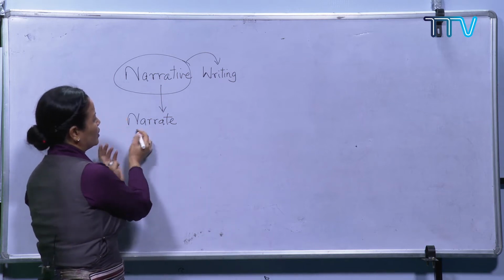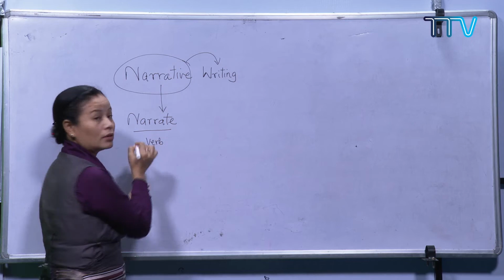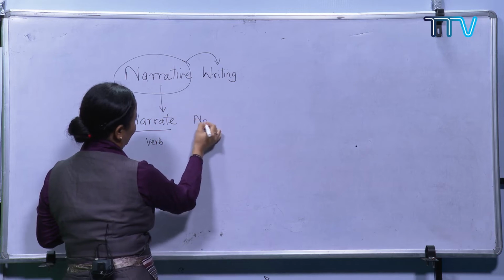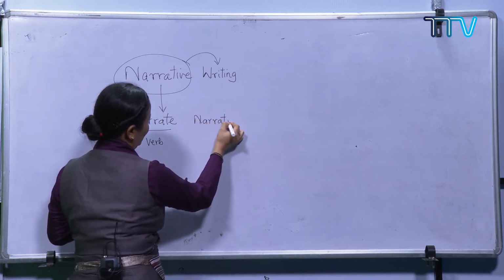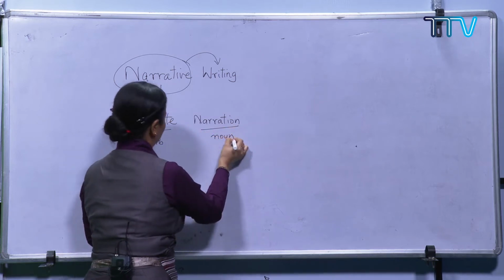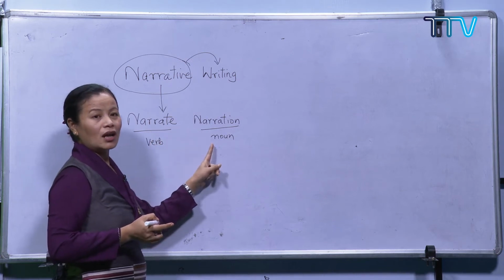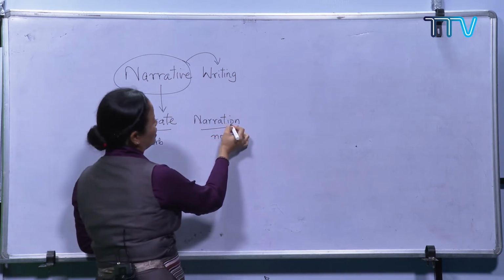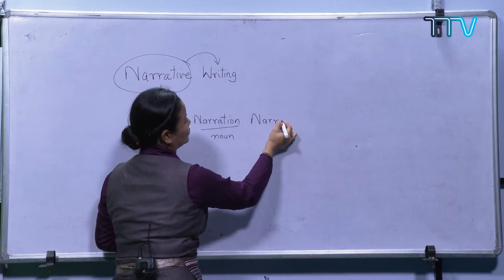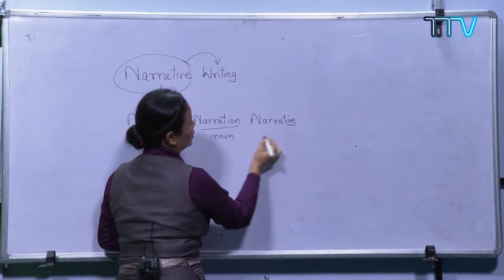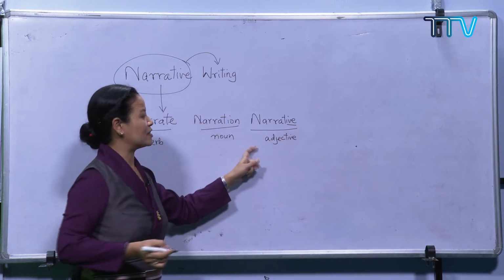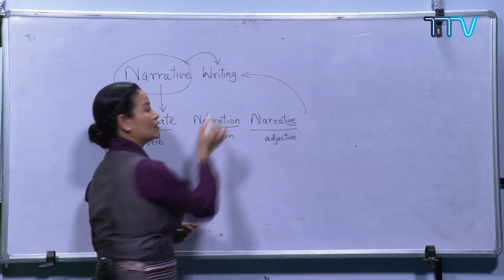So narrate is a verb, and we can remove this e and add ion, and this becomes a noun, isn't it? Narrate is a verb, narration is a noun, and now if we remove this ion and add ive, now this word becomes an adjective. Adjective qualifies the noun here.